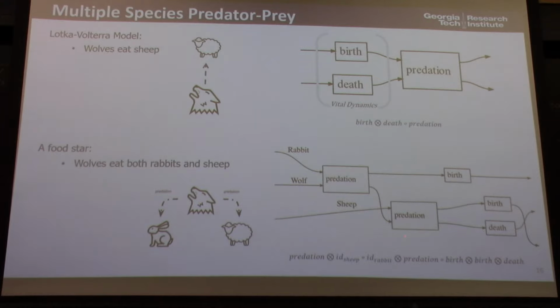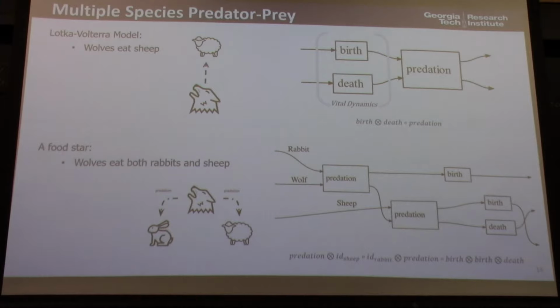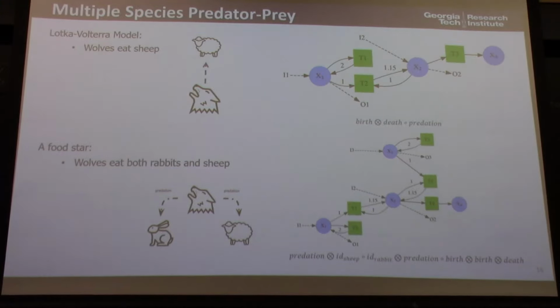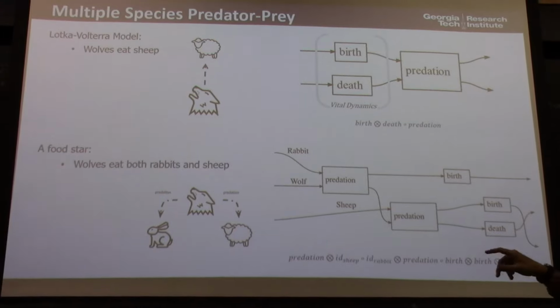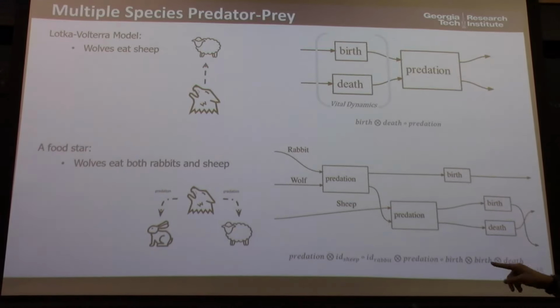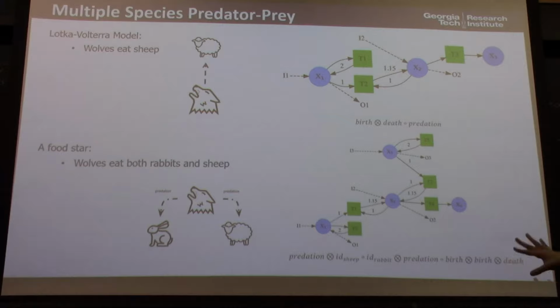Like how to wire things up to get complex systems out of little systems. So you have this wiring diagram, and you say, let me attach to each one the Petri net that it's supposed to have. So this is a birth-death process with predation, and this is a more complicated Lotka-Volterra process where I have rabbits, wolves, and sheep. So I get these big Petri nets.